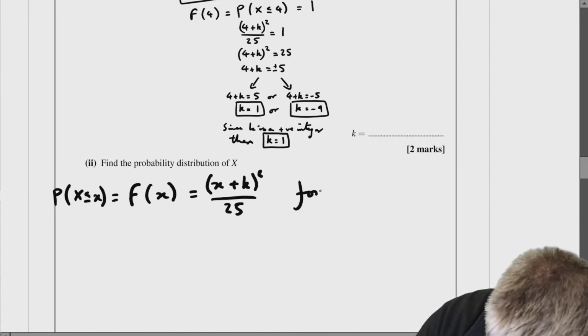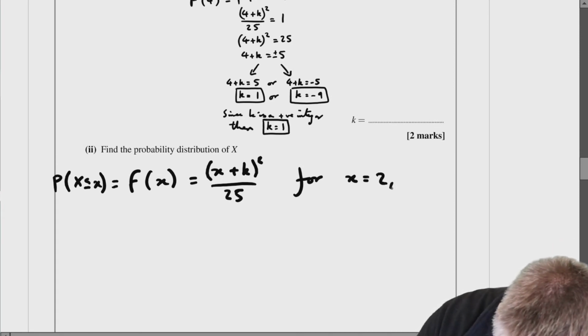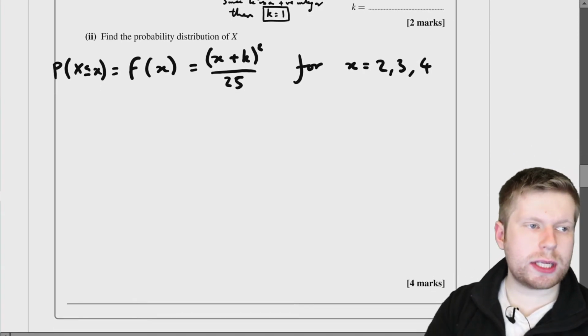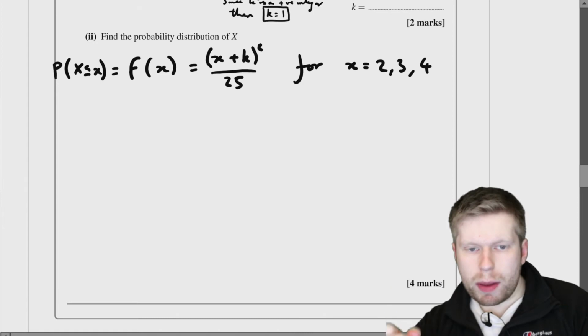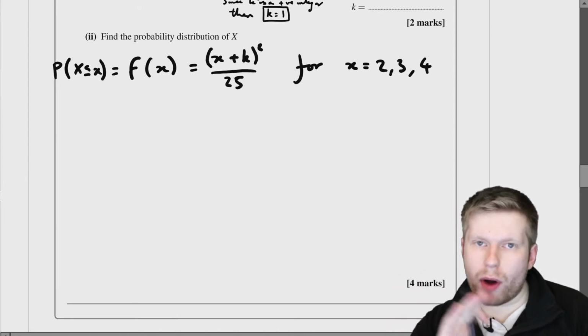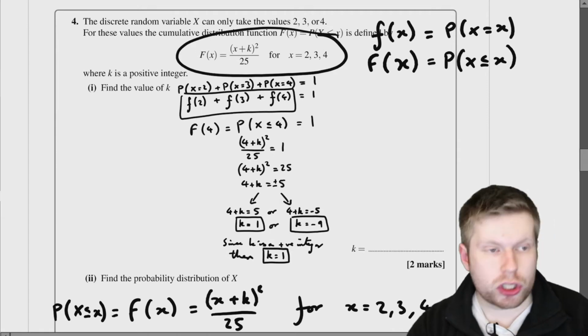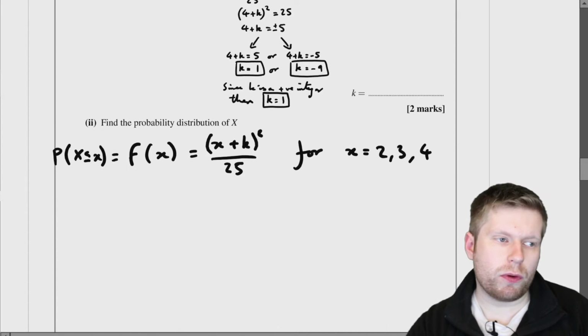And the only values of x that I can take are 2, 3, and 4. Okay, so that's quite handy. There's only 3 values of x that I can take. And I need to use this fact to find the probability distribution of x. Now just remember, a probability distribution, you can write it in several different ways. You can absolutely write it as a function, like the probability distributions we've seen in question 2, 3, and also a form of it like here in question 4.